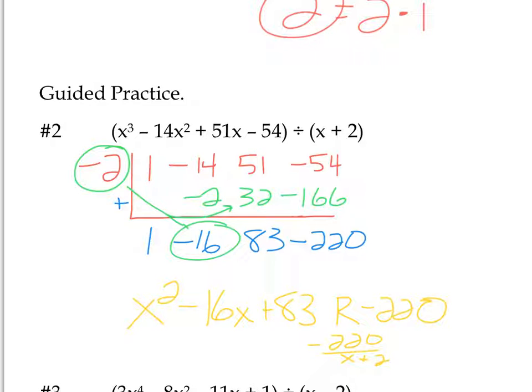So again, to use synthetic division, we're going to put the negative 2 here because we have x plus 2. So negative 2 is the 0. Then we're going to write the coefficients 1, negative 14, 51, and negative 54. 1 plus 0 is 1. Then we multiply. Negative 2 times 1 is negative 2. Then we add negative 16. Multiply by negative 2 gives us 32. Add, multiply by negative 2, and add. All right, so that's how we can use synthetic division here.